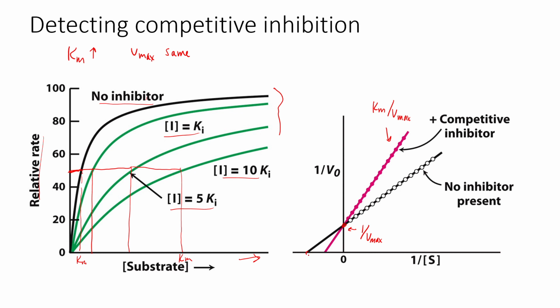And then since we have our x-intercept drawn out, we should also consider that. So our x-intercept is minus 1 over Km. And so, like we mentioned, our Km is going up, and so we can see that as our shift to the right with our x-intercept when we add that inhibitor.